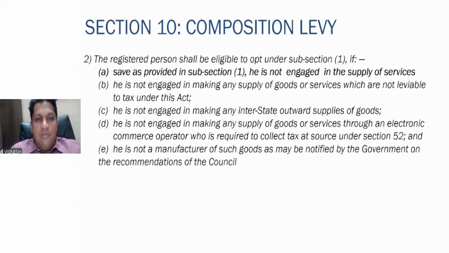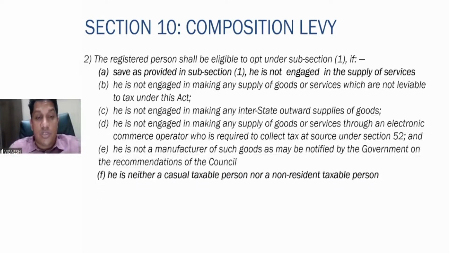Then he is not a manufacturer of such goods as may be notified by the government on the recommendation of the council. For certain goods like ice cream, tobacco, etc., this composition scheme benefit is not available. So if you are a manufacturer of such products, you cannot opt for the composition scheme. He is neither a casual taxable person nor a non-resident taxable person.